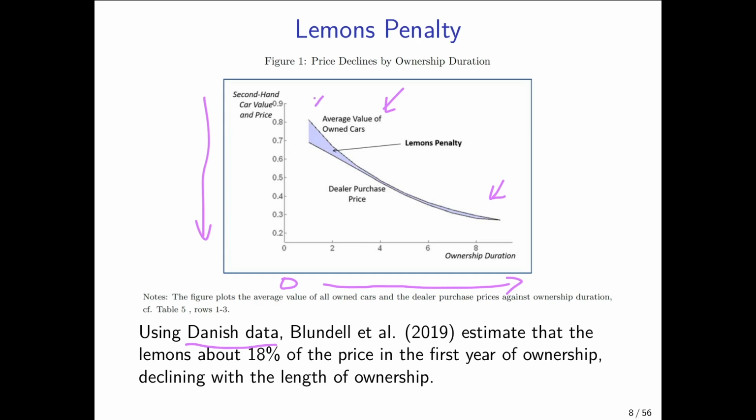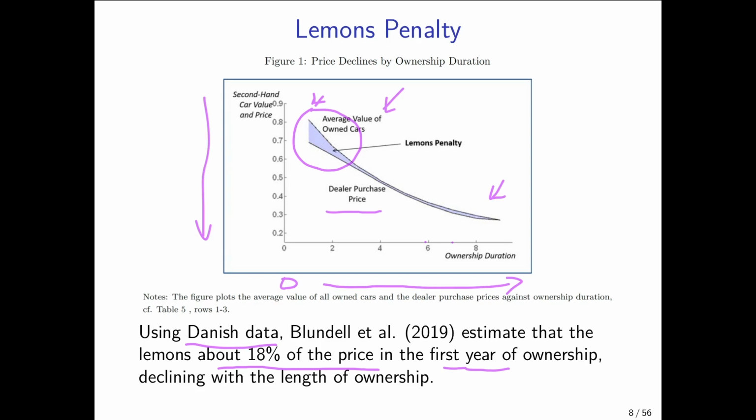This is the upper curve, but they also look at the price at which dealers purchase used cars. Again, not surprisingly, the purchase price drops as the car gets older. But there's a gap between these two. When the ownership is like 6 years or 7 years, the gap is pretty small. It just gives a small profit for the dealer. But at the beginning, in the first couple of years, there's a large gap. In particular, they estimate that the lemons penalty is about 18% of the price of a new car in the first year of ownership.